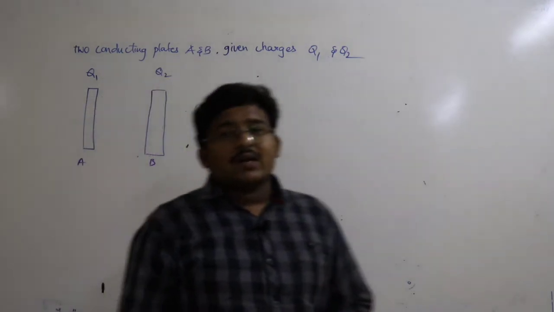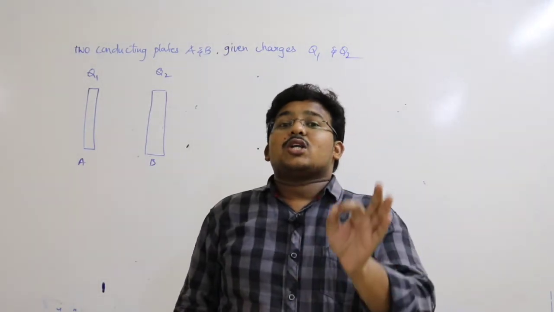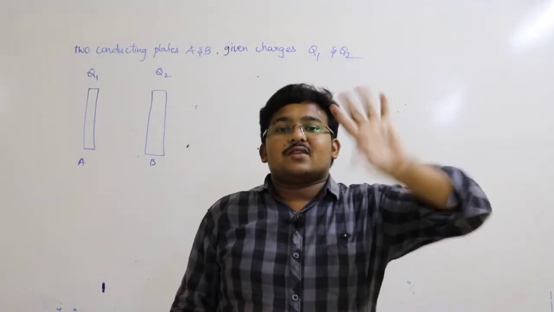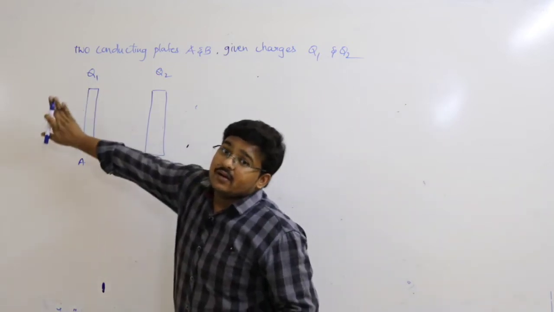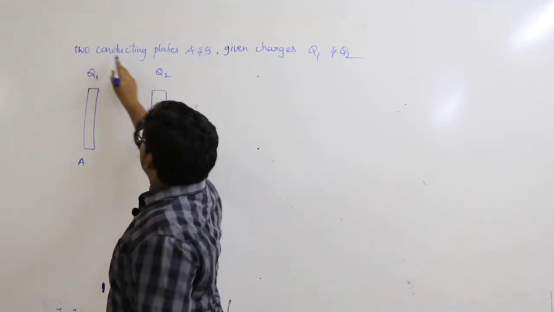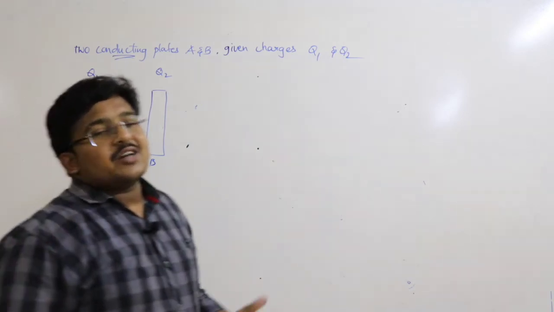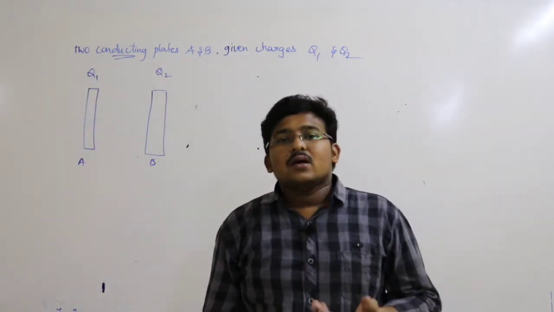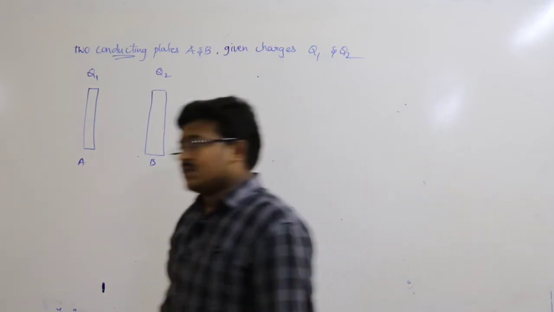Now, as you know, a conductor has 2 surfaces, and charge is present only on the surfaces. So, charge will be present on this surface and this surface, not inside. It is a conductor, right, as they are conducting plates. Now, they are asking how the charges are distributed on each surface of the plates.